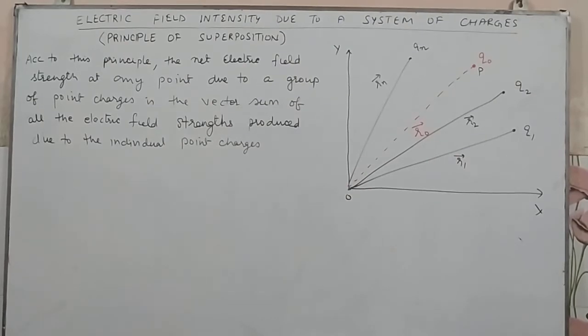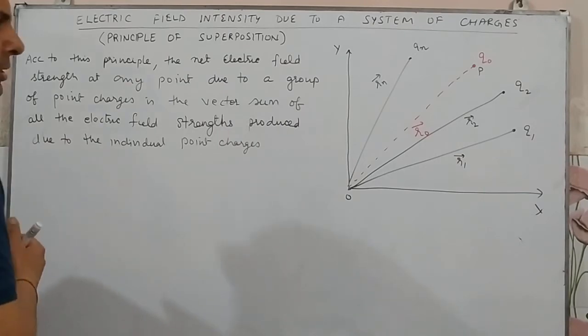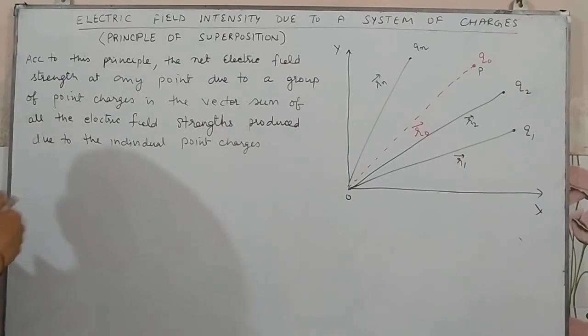So next our discussion is about the principle of superposition in case of electric field intensity, in which we will find the electric field intensity at any point P due to a system of charges. According to this principle, the net electric field strength at any point due to a group of point charges is the vector sum of all the electric field strengths produced due to the individual point charges at that point, as we have discussed in case of force, similarly in case of electric fields. So proceeding in the same way as we discussed in the case of electric forces, the result was like this.